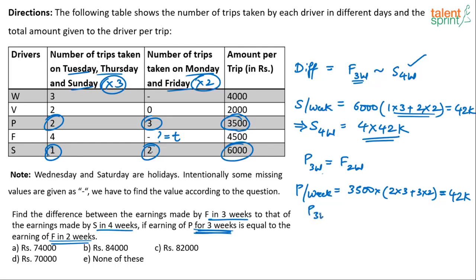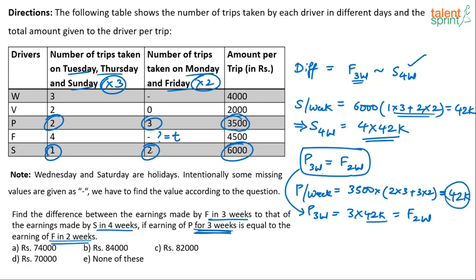So what will be P in 3 weeks? 3 into 42,000, which is F in 2 weeks. You're able to follow. We know that P in 3 weeks is equal to F in 2 weeks, so it will be 42,000 into 3. Now what is the actual requirement? I need F in 3 weeks. See, in 2 weeks, F is earning this much. So how much will F earn in 3 weeks? Simple, proportionately, right? In 2 weeks he has got this much, so in 3 weeks he will get it into 3 by 2. Yes or no?